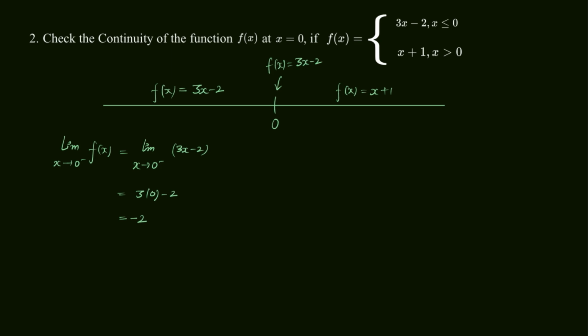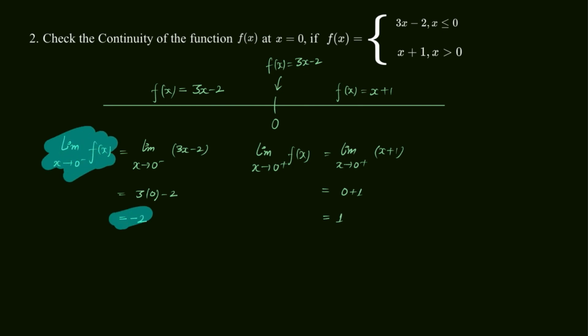Now next we will be calculating the right hand limit, that is limit x tends to 0 plus f(x) equals limit x tends to 0 plus, now this time the function f(x) is x plus 1, since we are approaching 0 from the right hand side and that time the function is x plus 1. So here it will be 0 plus 1 and this will be equal to 1.